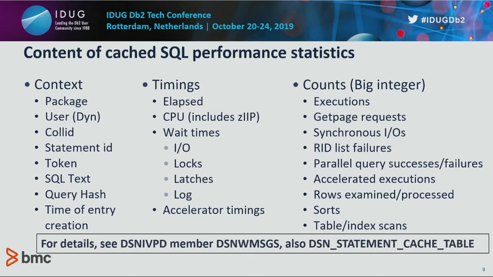But to get all the details of what's included, there's a library called DSNIVPD, and in that library there's a member called DSNWMSGS. That member has all the descriptions of every trace that you can start and what each field represents. So that's one source you can go to see what you can generate with these cached statistics. Also, you can look at the column descriptions for that explain table, DSN_STATEMENT_CACHE_TABLE.